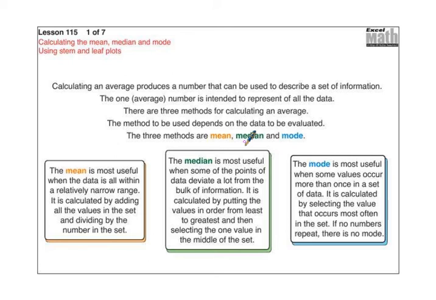All right, let's talk about the difference between mean, median, and mode. First of all, the mean. The mean is the most useful when the data is all within a relatively narrow range. It is calculated by adding all the values in the set and dividing by the number in the set. This is traditionally what we call an average. Okay, now, I know this is probably a little confusing to you at this point. Let me try to make it a little more clear.